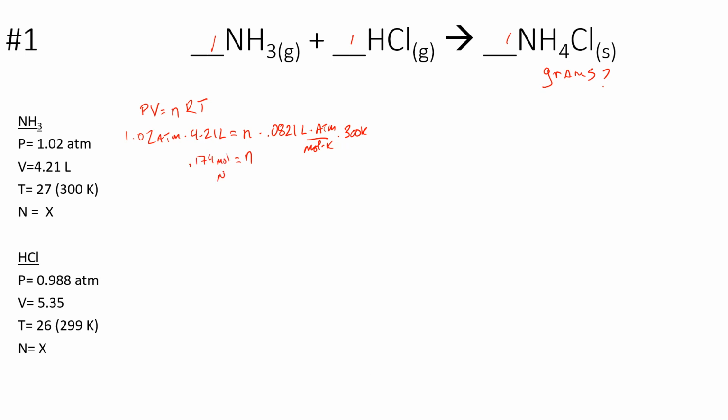0.174 moles of ammonia. And then I repeated that for the hydrochloric acid here. So PV equals nRT. And again, we can do this because they're gases. So 0.988 atm times the volume of 5.35 liters is equal to n times 0.0821 liters times atmospheres over moles times Kelvin, times the Kelvin, which is 299 K. And I got an n here for number of moles of 0.215.